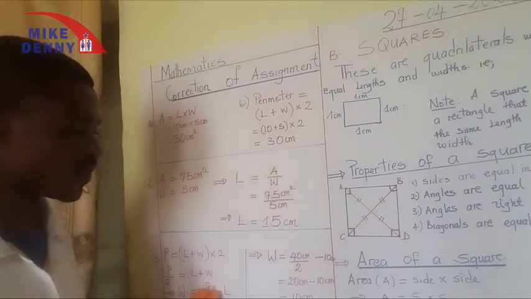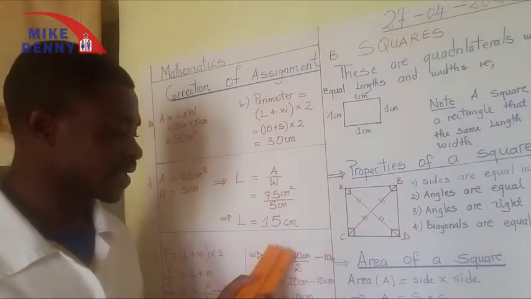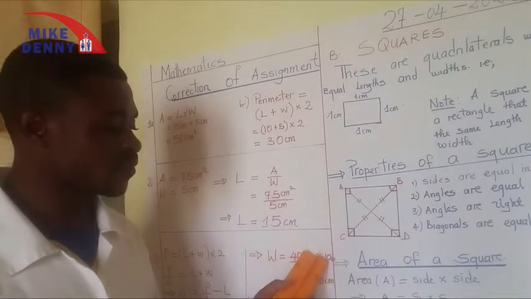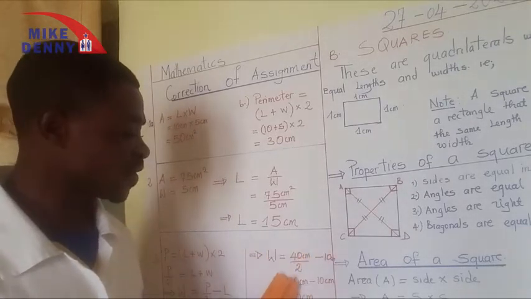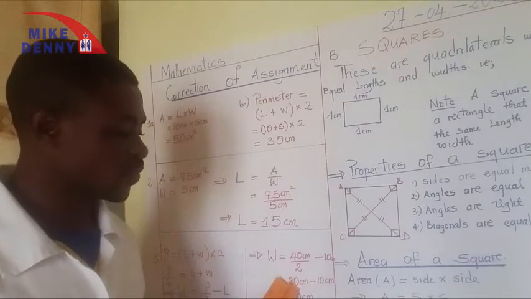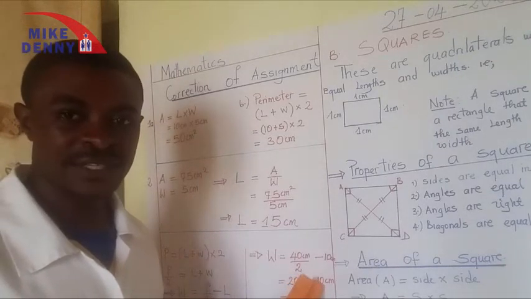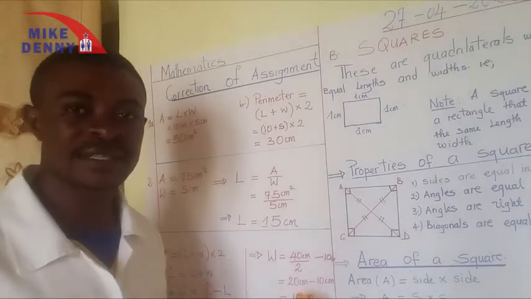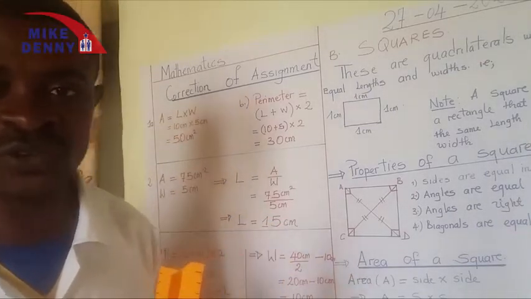That is the formula. So now we say the width is, I know the perimeter, and my perimeter is 40 over 2 minus the length, which is 10 centimeters. So 40 over 2 gives 20. 20 take away 10, the result is 10 centimeters. So the width is 10 centimeters. I think that is that for the correction.